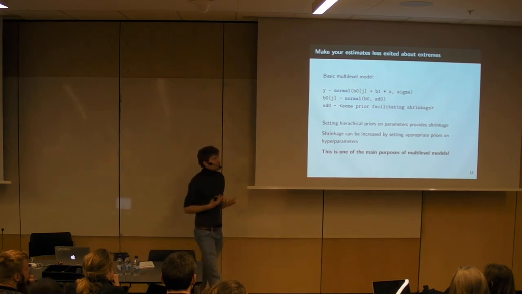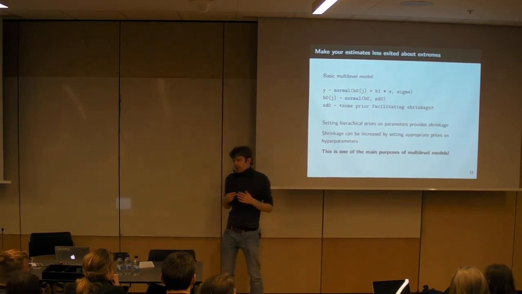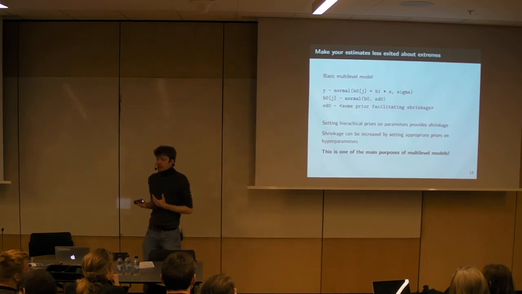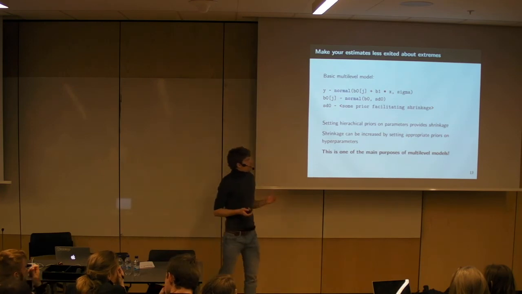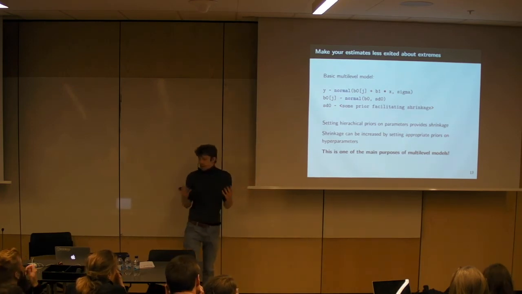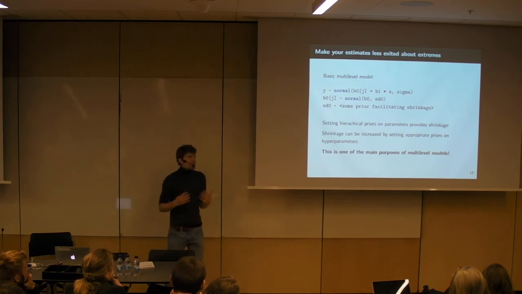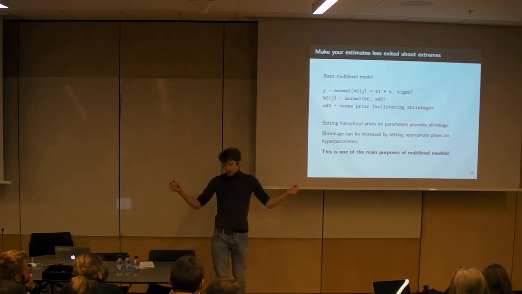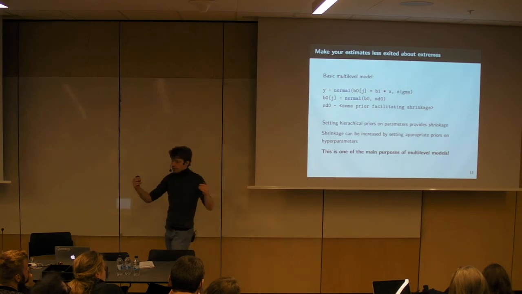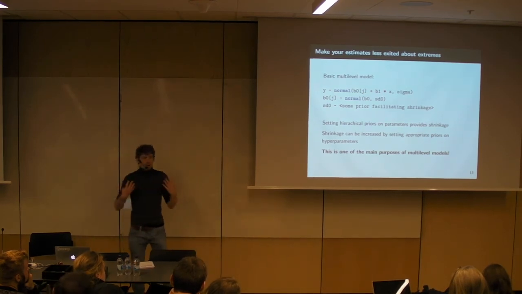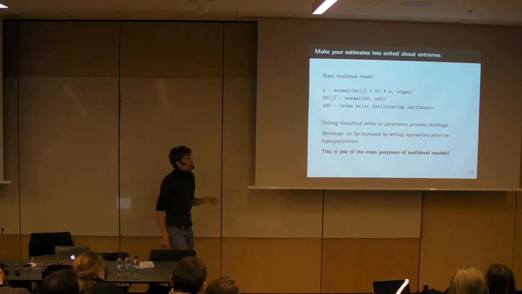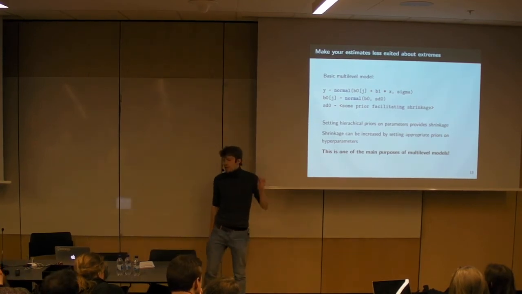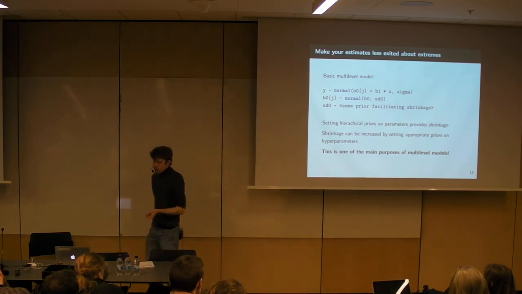And it generally makes our model less excited about unrealistic patterns in the data, less excited about extremes, and less prone to overfit. And this mechanism of setting hierarchical priors on parameters provides shrinkage, so shrinking rather unrealistic or extreme values towards the mean of the values to make them more conservative, to make them, in a way, more reasonable. And this is one of the main purposes of multi-level models. So we do that all the time because we want shrinkage, we want more conservative estimates, more reasonable estimates.